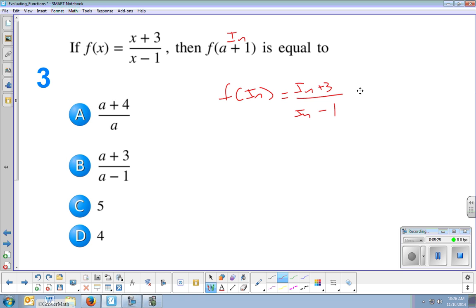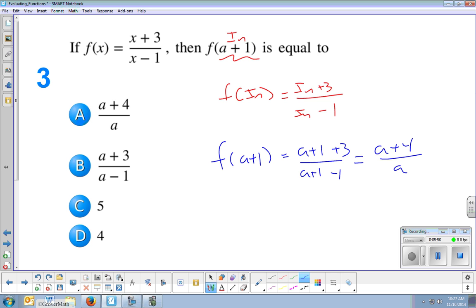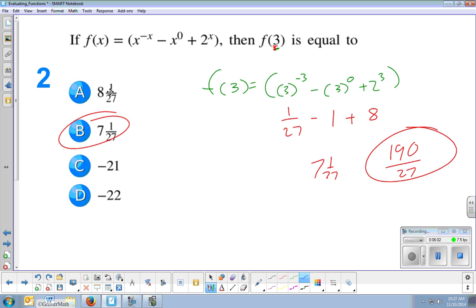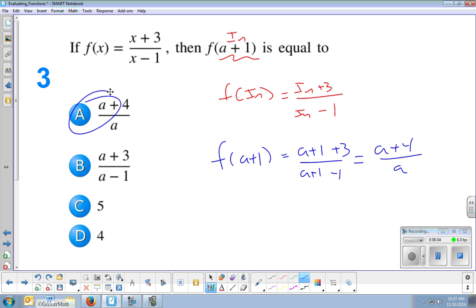And so if I plug in an a plus 1, that's going to stand for my input. My x's are going to be gone, and they're going to be replaced by my input value of a plus 1. And so f of a plus 1 would be a plus 1 plus 3, your input plus 3, divided by your input, a plus 1 minus 1. And we could simplify this to be a plus 4 over a. That's it. So sometimes you're plugging in a simple number like -1, 1, or 3. Sometimes you're plugging in entire expressions and evaluating it from there.